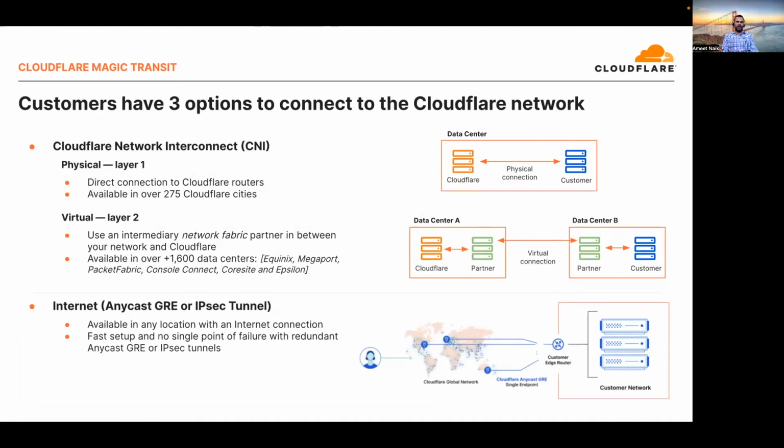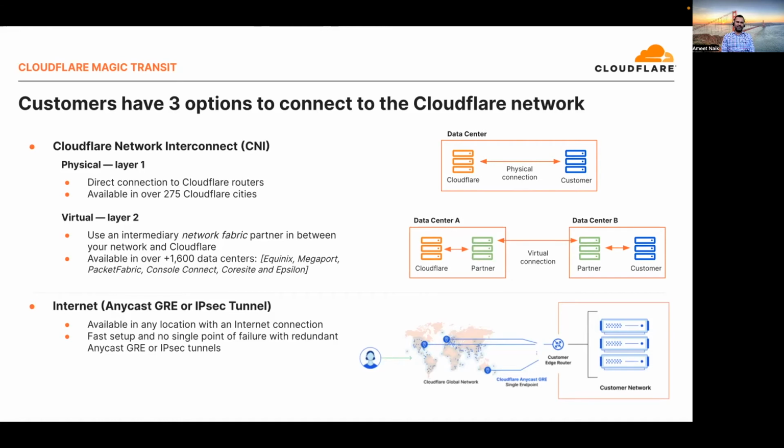If you happen to be co-located in one of the data centers where we are, you have the ability to set up a physical connection between the locations. This could be the physical circuit, fiber connection, and you can cross-connect directly into us. Or if you happen to be co-located with one of our partners like CoreSite, Console Connect, Equinix, Megaport, at about 1,600 locations around the world, you can set up a virtual connection through these partners between your network, between your data center and Cloudflare.